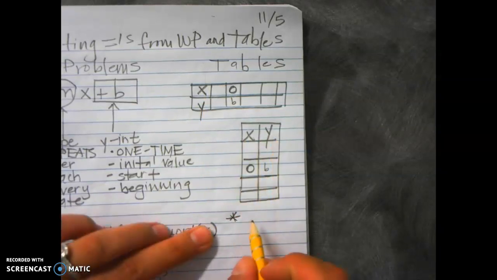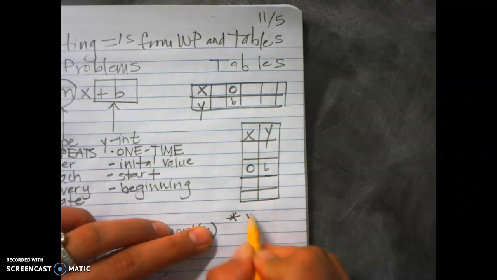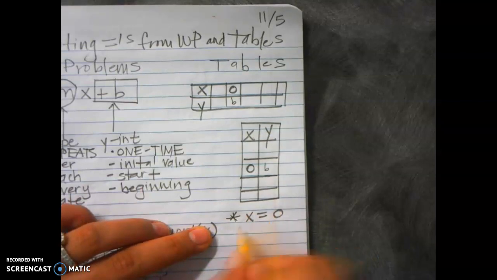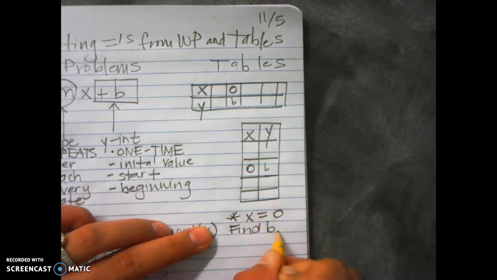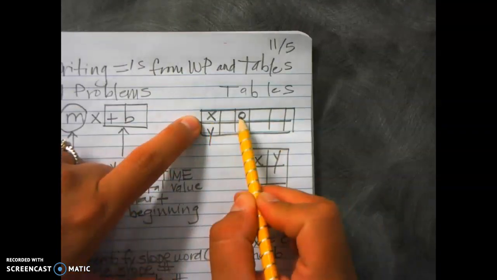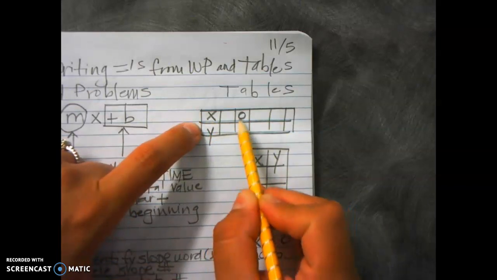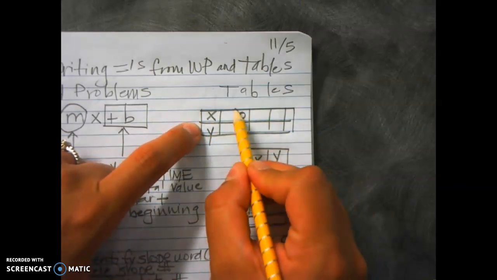Okay, so when we're given a table and they tell us to write an equation, if x is equal to 0, all we're going to do is find our b. So that means if the table is laying sideways and x is 0, whatever number is with y, that is automatically going to be your b.